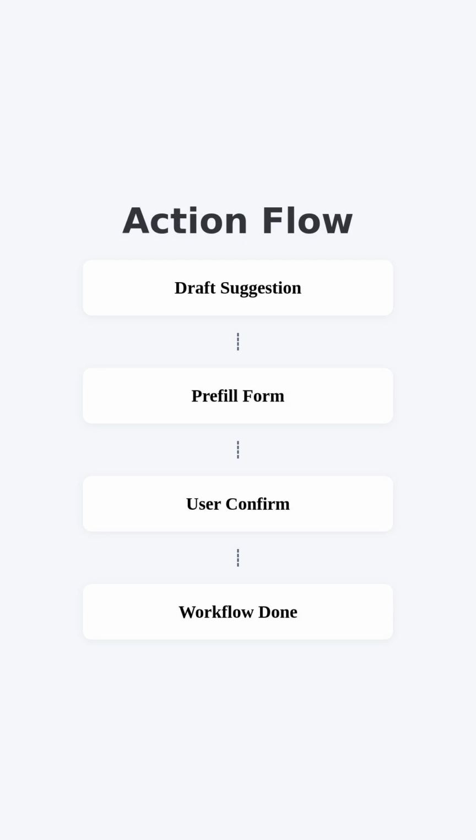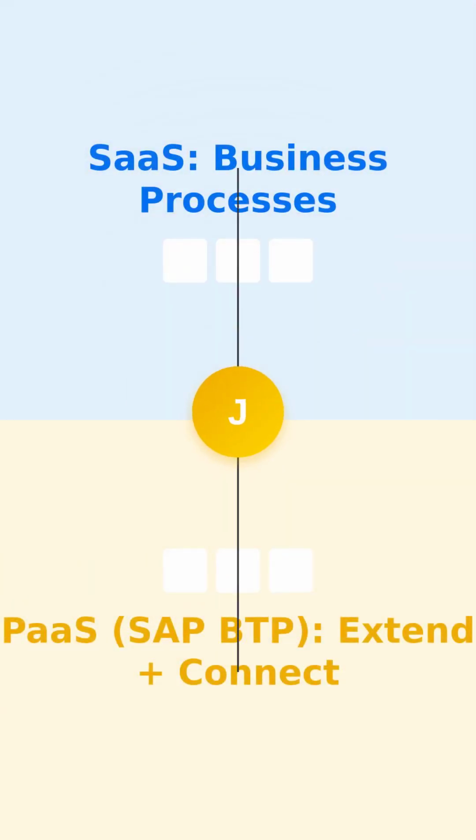So how does this span both SaaS and PaaS? SaaS is where the business processes live. Joule integrates into those SaaS apps to provide context-aware assistance for day-to-day work. PaaS is where you extend, connect, and govern. On SAP Business Technology Platform, Joule-related capabilities can be connected to extensions, custom apps, and integrations so that the assistant can support your company-specific processes.